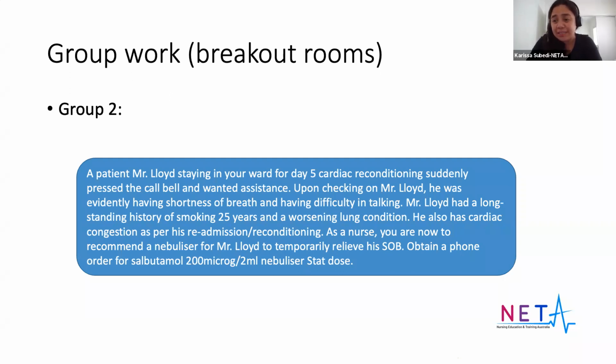So your recommendation is actually a phone order. It's not a specific medication. But say for example, the patient usually takes salbutamol 200 micrograms, 2 ml nebulizer as a PRN dose at home. Are you happy for the patient to have this as a stat dose? So you can also ask that question if you know the patient already, that a patient has been having that. However, the best practice is just ask a phone order, because the doctor will decide what medication.